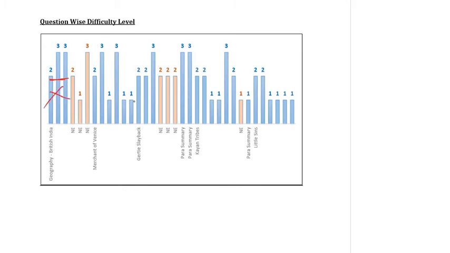Similarly, when I see the passage on Gertie Slayback, which was the sociology based passage, again 2 moderate and 1 tough questions, longish with moderate to tough questions, so I would skip this as well. Whereas when I look at the passage on Merchant of Venice, I see that there are some moderate to tough questions and there are a few easy questions as well. So your question selection becomes extremely critical.